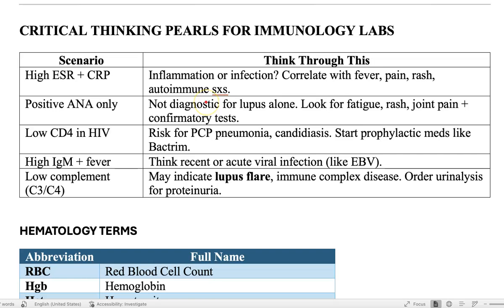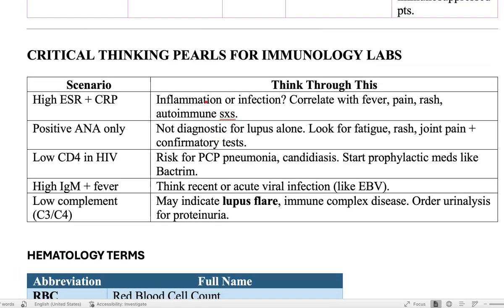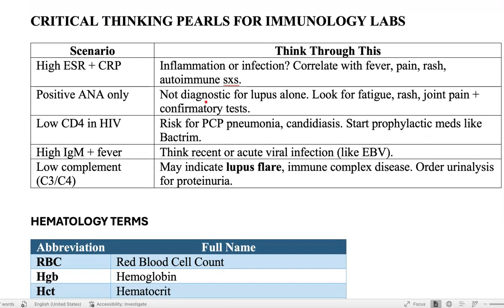Let's talk about critical thinking pearls. Critical thinking pearls for immunology, okay? So the first thing we're going to talk about here is what? ESR plus CRP. What do you want to think about this? You're going to think of what? Inflammation or infection. You want to correlate with fever. You want to correlate with pain, rash, autoimmune symptoms.